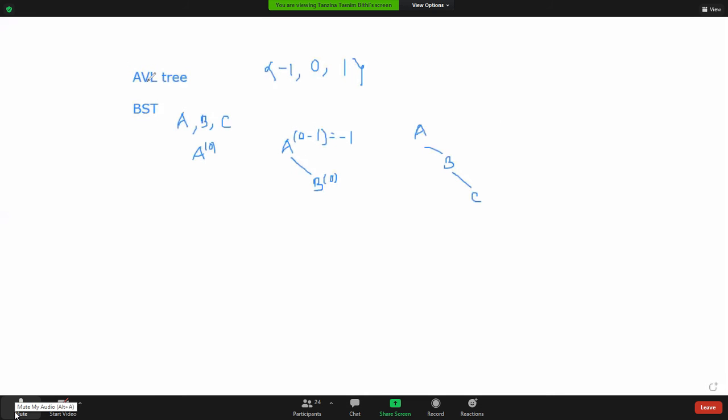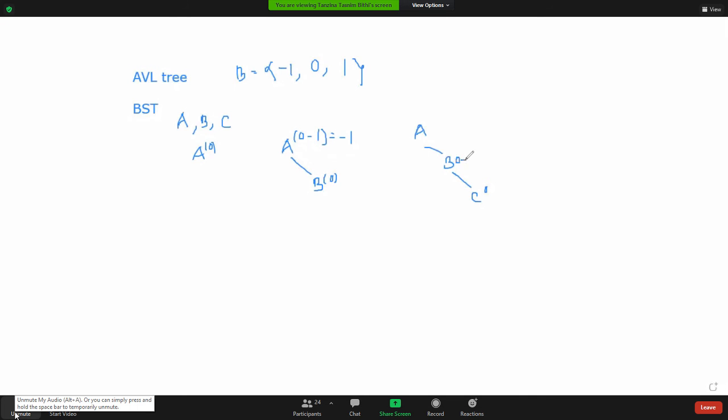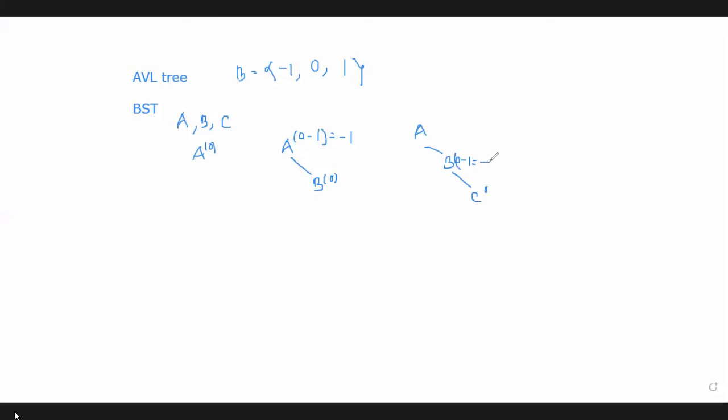In an AVL tree, the first condition is that it needs to be a binary search tree, and then calculate the balance factor. The balance factor value cannot be 2 or more than 1. The value can be minus 1, 0, or 1. So C is a leaf node, so the difference between the left subtree and right subtree is 0. For B, it doesn't have any left child, but it has a right child. So its balance factor will be 0 minus 1 equals minus 1. It's also a valid value. What about the root node?